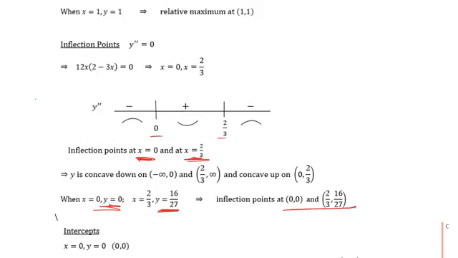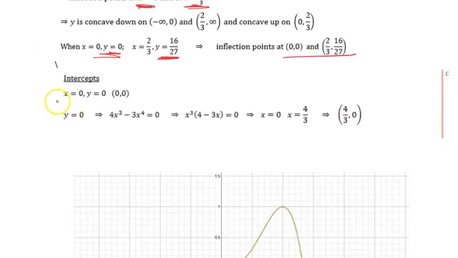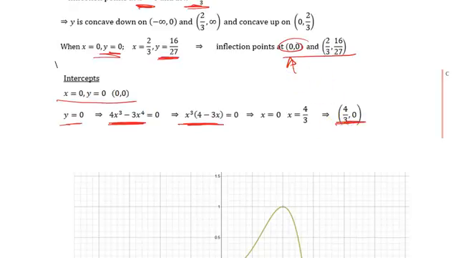inflection points. Now we have to find the intercepts, and again to find the x-intercept, set y equals 0. We knew that anyway from here. And to find the x-intercepts, set y equals 0, solve for x. I factored here, x equals 0, x equals 4/3. So we know that (0, 0) is already an intercept. This is the other x-intercept.